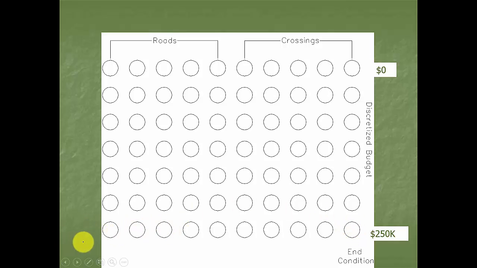So again, similarly, this would say I'm at the first road, I have $250,000. What do I want to do? Versus I'm at the first road and I have no money. What should I do? So what dynamic programming does is it goes backwards.